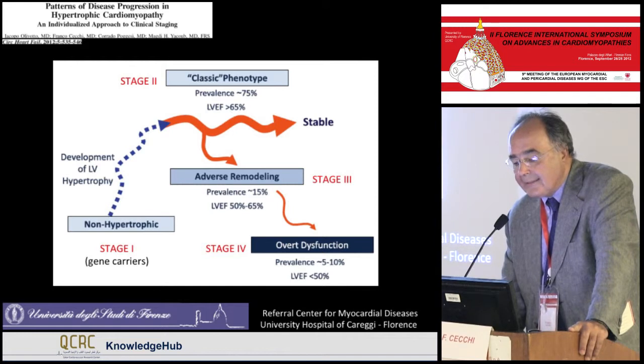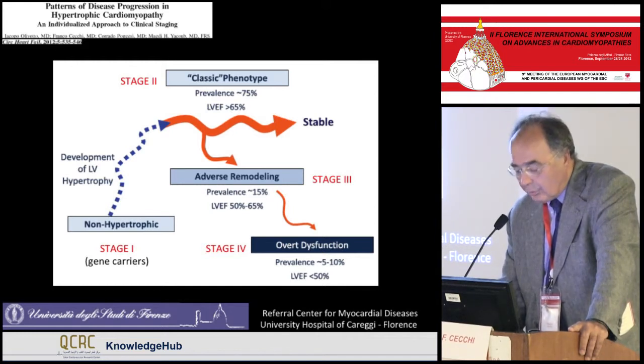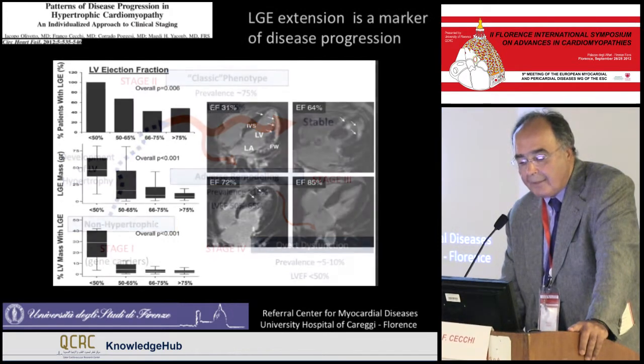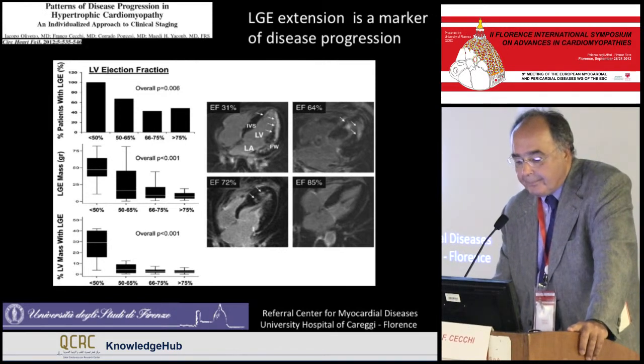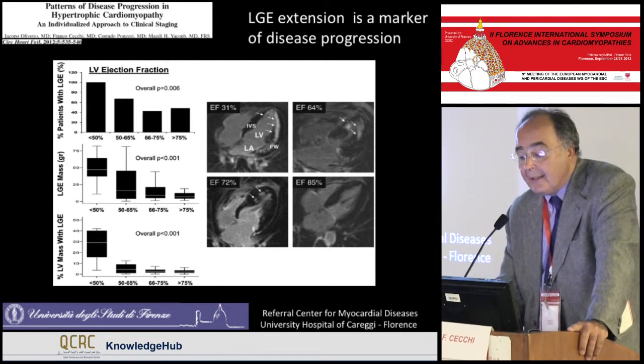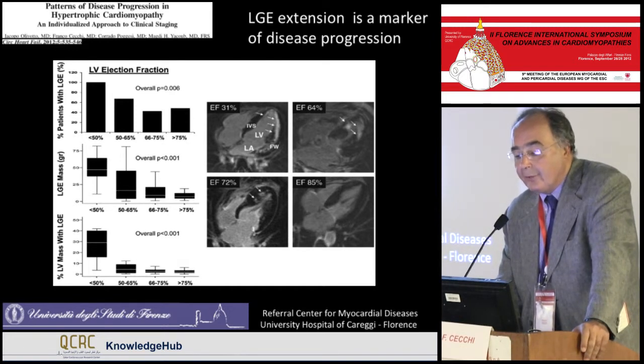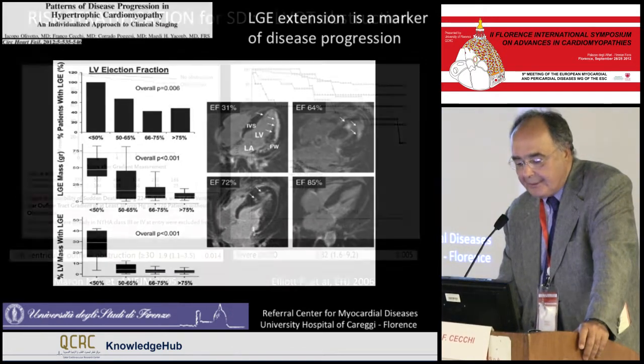So when you think about risk, you have to try to adjust your risk depending also on the stage the patient is in. The stage can be detected not only by ejection fraction, but probably also by the presence of late gadolinium enhancement in the left ventricle using MRI. As you can see, if you have a good ejection fraction, so stage 2, usually the volume, the mass of the late gadolinium enhancement is rather low. It increases in parallel with the stage and the lowering of the ejection fraction. So I believe that late gadolinium enhancement extension is just a marker of disease progression, and it helps you to stage your patient, basically.